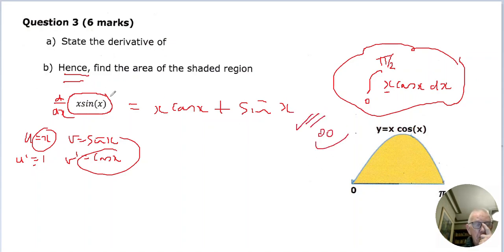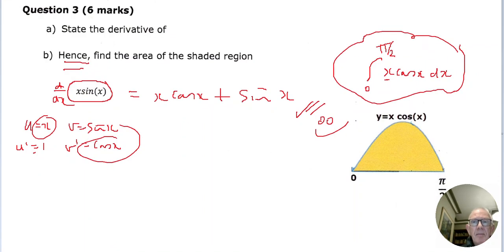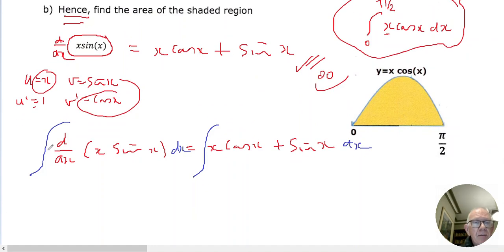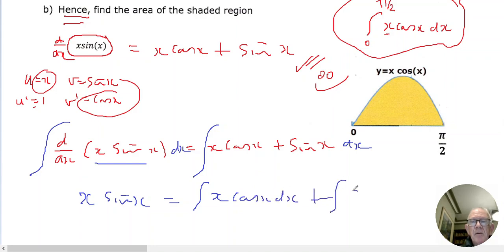Part B, I've got to use this information. So what am I doing? I'm saying that I'd like to anti-differentiate both sides with respect to x. So the antiderivative of the derivative of this gives me that equals the antiderivative of x cos of x dx plus the antiderivative of sine of x dx.